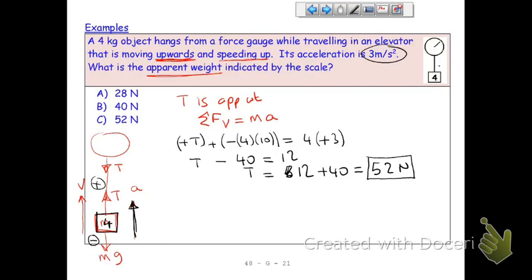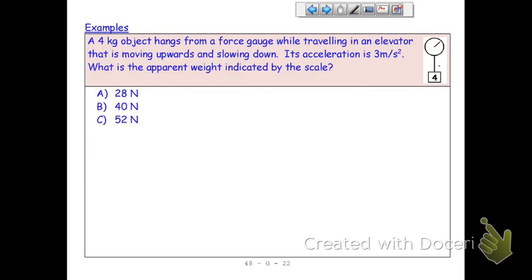And you could have done this by saying, well, the weight is 40 newtons, and then MA is 12, but I tell you, half the people would take the 12 away from the 40, and the other half the people would add the 12 to the 40. It's like snatches of sentences. This is writing in sentences. Let's do another one. A 4 kilogram object hangs from a force gauge while traveling in an elevator, moving upwards and slowing down.